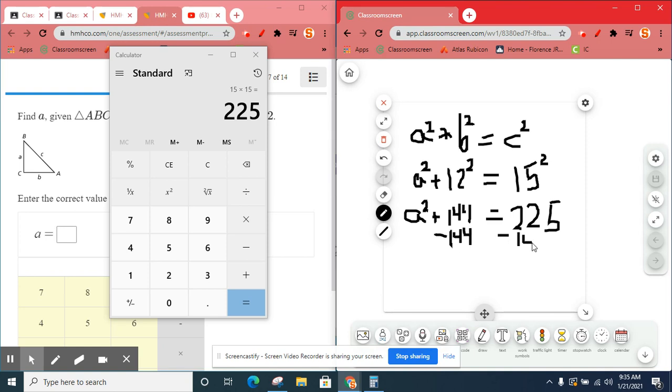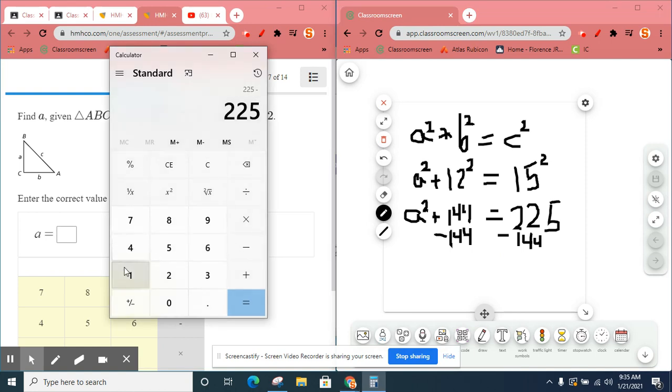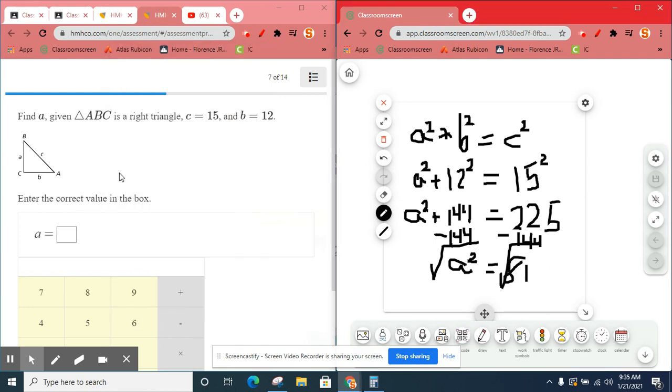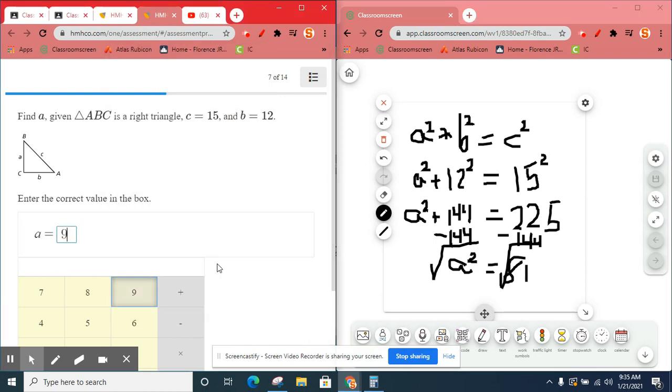So I'll go ahead and take my calculator, subtract 144. Let's see what we're left over with. Looks like 81. And I am left with my a squared over here. So lastly, I need to get rid of that square. So I'll square root each side, and the square root of 81. Hopefully you're thinking 9, as 9 times 9 is 81.